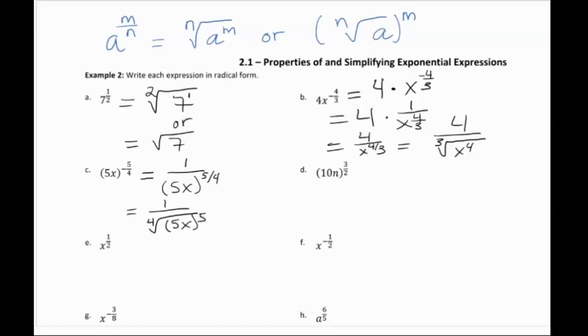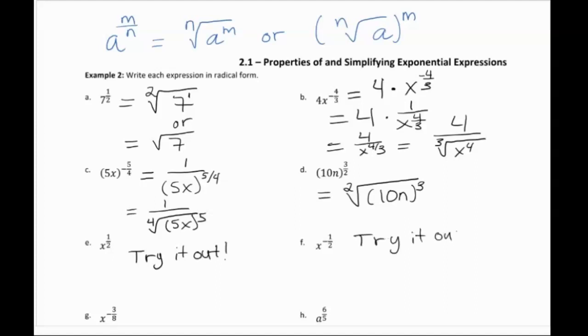Now, for example d, we have parentheses 10n raised to the 3 over 2. So this is going to be square root. Again, it's a square root, so you don't have to write the 2 if you don't want to. 10n raised to the 3rd power. All right, so for example e, this one you can try it out on your own. And for example f, I think this one you can also try it out on your own.